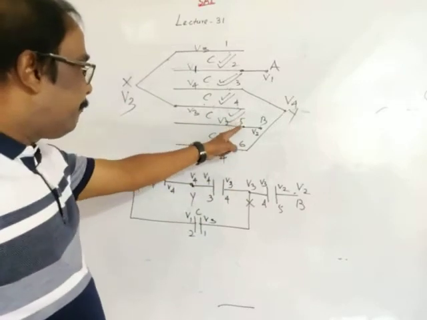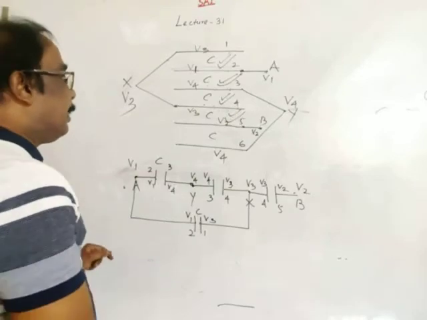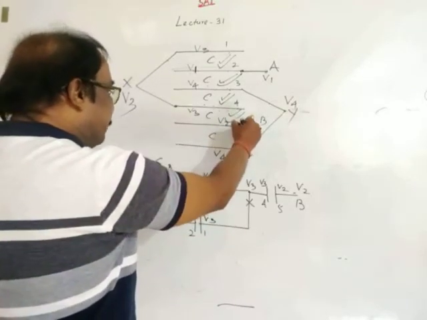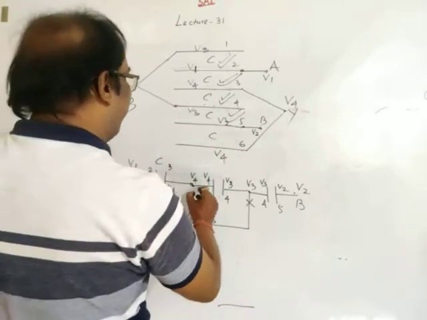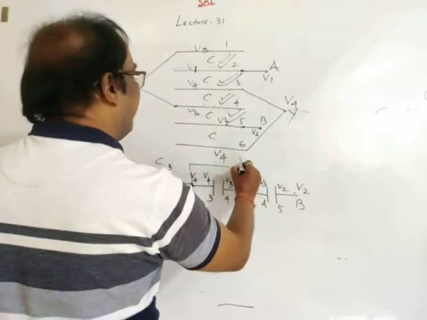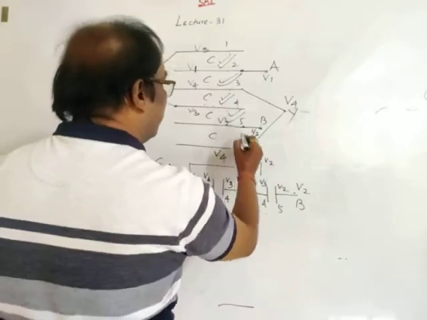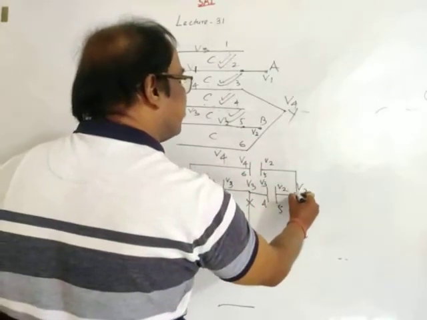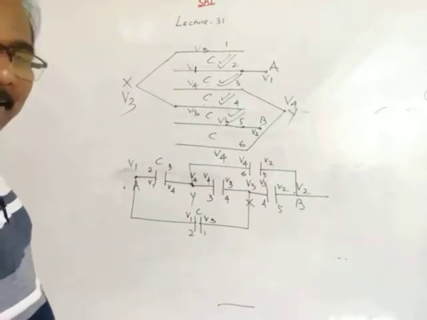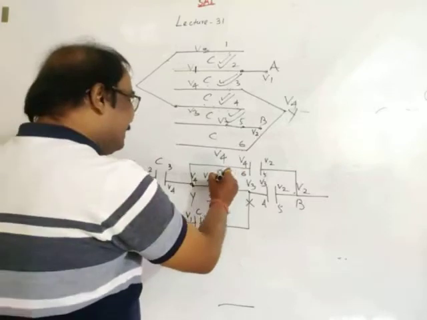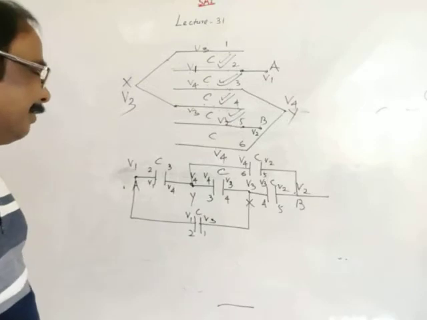Then finally, between the 5th and 6th plate: the 5th plate is at potential V2, and the 6th plate is at potential V4. The 5th plate is connected to B. I think now you can estimate the problem. Each capacitance is C.